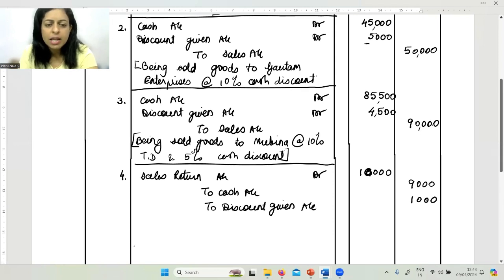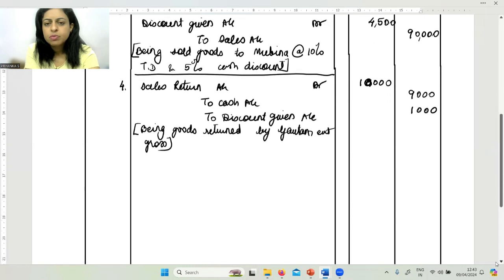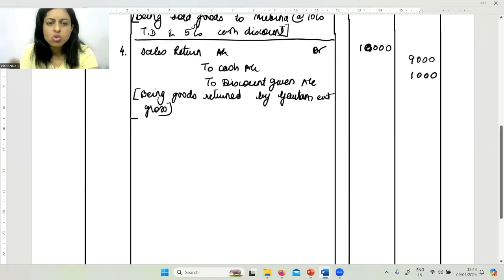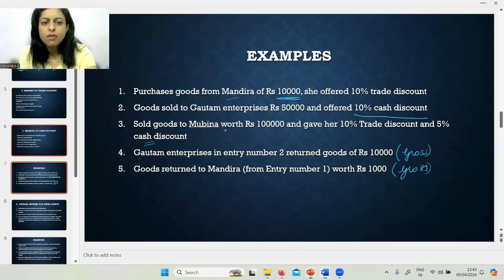So here I'm going to write in brackets, being goods returned by Gautam Enterprises gross, okay? Gross amount was 10,000, right? 10,000 gross amount has been returned. Now, so the fourth transaction is over. Fine. Let's proceed now to understanding the fifth one.